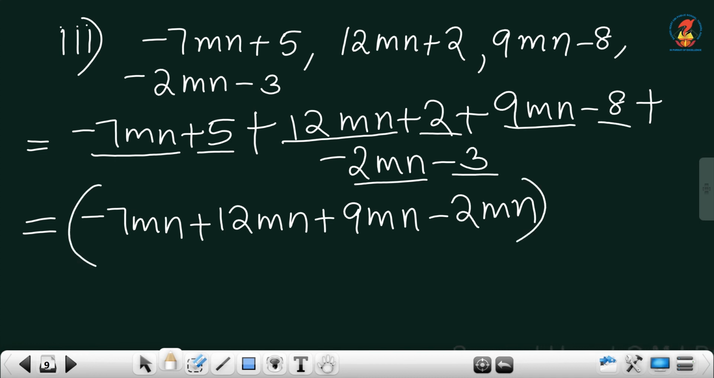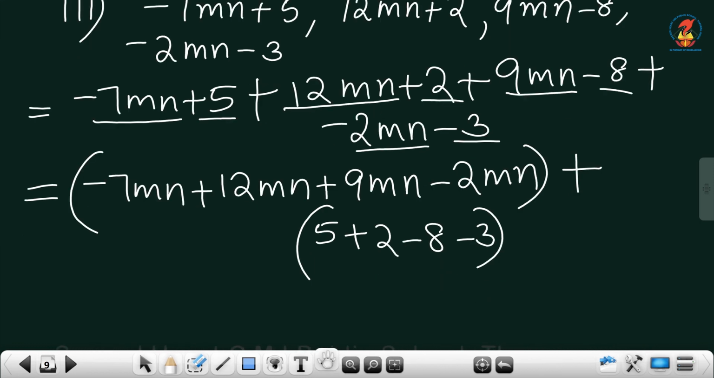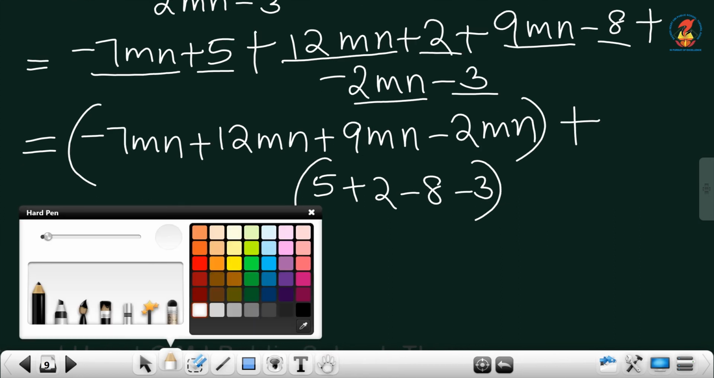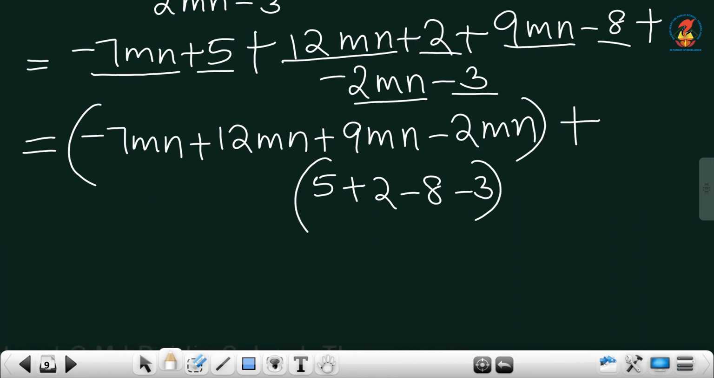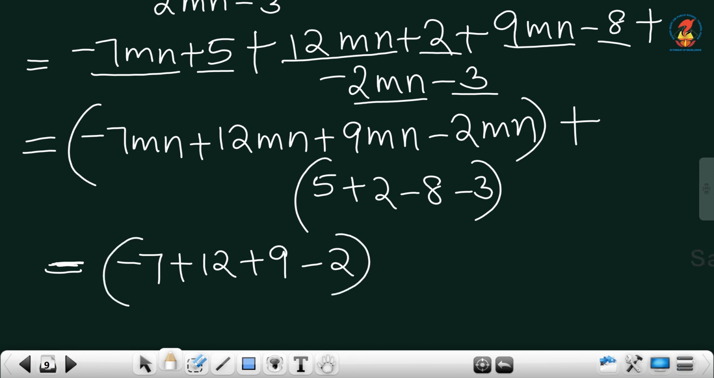So, this is one group of like terms plus other group of like terms. 5 plus 2 minus 8 minus 3. This is the other group of like terms. Okay. Now, you have to solve the groups. That means before solving, write the numerical coefficient and take the variable outside. Here which is the numerical coefficient? Negative 7 plus 12 plus 9 minus 2 and write the variable outside.